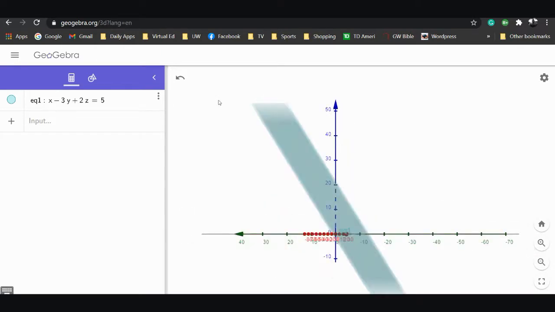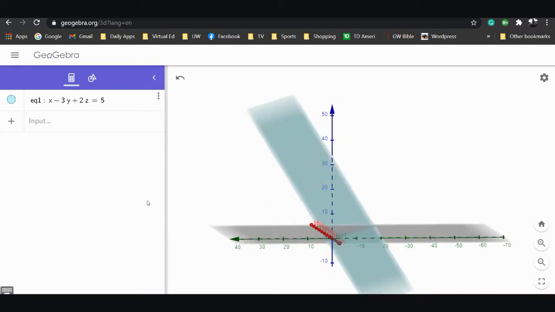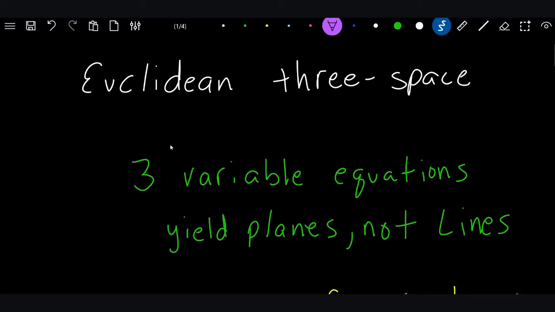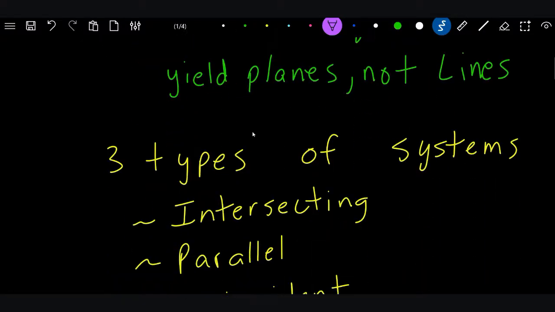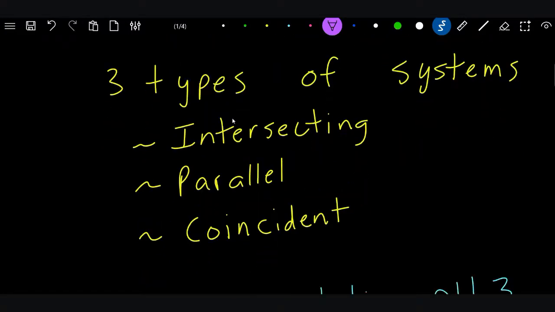All right? Now, let's go ahead and go back over here, and let's talk about the three different types of equations that you can get when you're dealing with three variables. So three variable equations yield planes, not lines. That's what I wrote right there. Now let's talk about the three different types of systems that you can have. Now these are going to look very familiar to you.